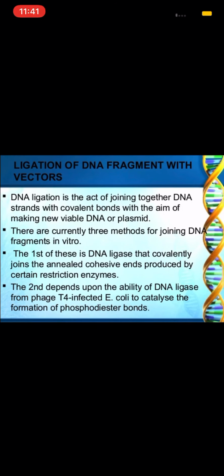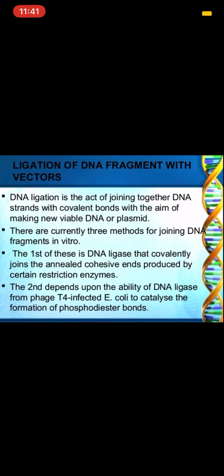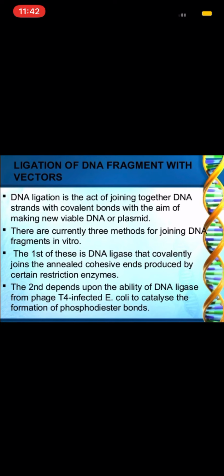Placing requires ligation. There are currently three methods for joining DNA fragments in vitro. The first is DNA ligase. These are the enzymes that covalently join the annealed cohesive ends produced by certain restriction enzymes. As some restriction enzymes produce cohesive ends, these can be annealed or joined with the help of a DNA ligase enzyme.